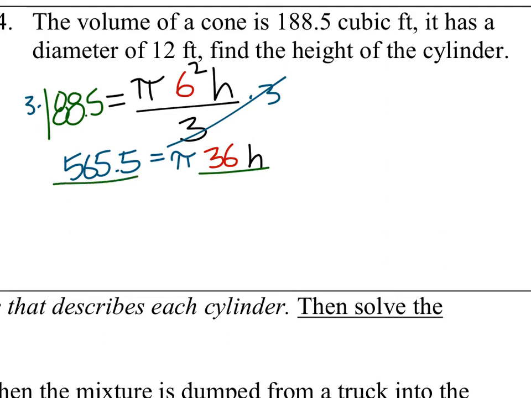So to find the height, we'll just divide both sides by pi times 36. And pi times 36. So again, this cancels out the pi and 36. Again, in my calculator, I'm going to need parentheses there, so I'm just left with the height. And I am left with 5. I had some decimals, but they were all zeros. 5 foot. Done.